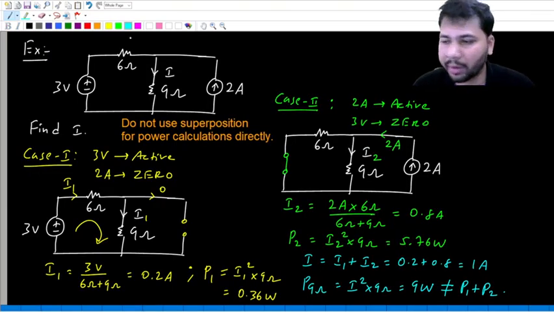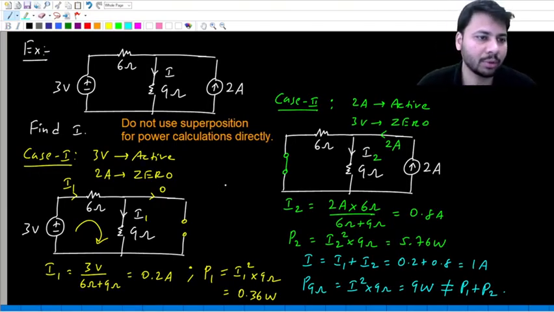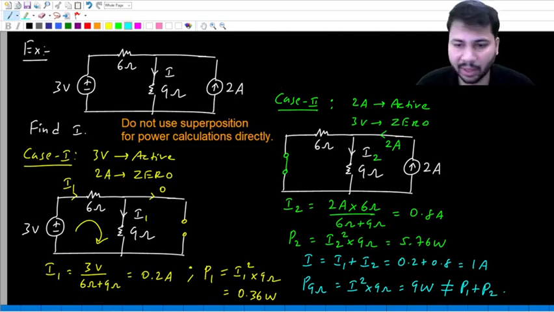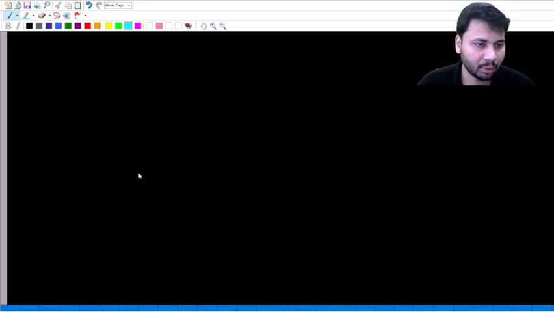So this is the point. Do not use superposition for power calculations directly. Alright, we'll look at one more example.